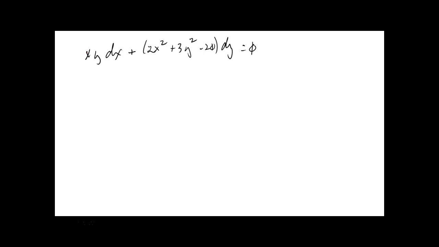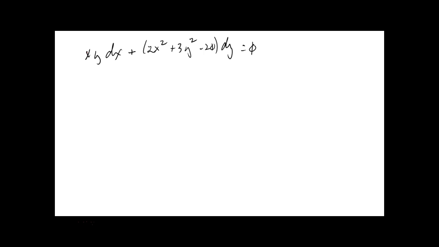What's that last part? 2x squared plus 3y squared minus 20 dy. Is it even a linear equation? It's not linear. Is it a first order equation? Yes, it is, because you have dy/dx and you don't have any d2y's. Yeah, first order.